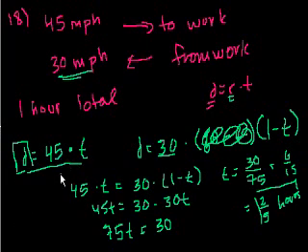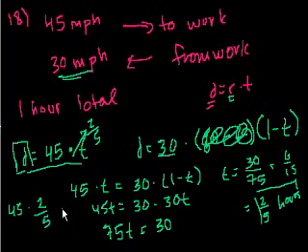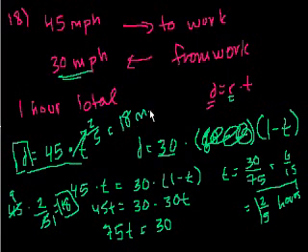Well, d is 45 times t. t is 2/5. 45 times 2/5 is d. Well, we can cancel, it becomes a 9. Cancel with that, so it becomes 18, I mean, 9 times 2 is 18. So d is equal to 18 miles.